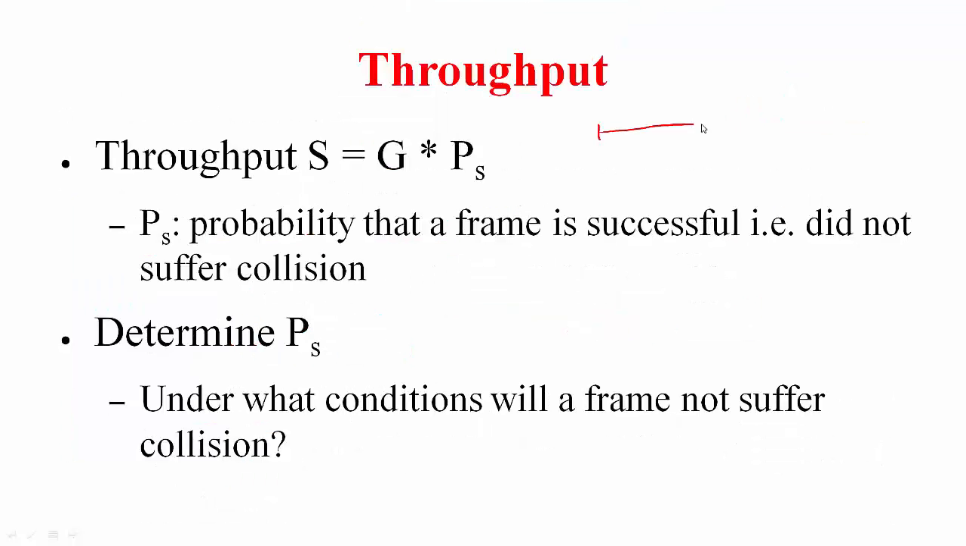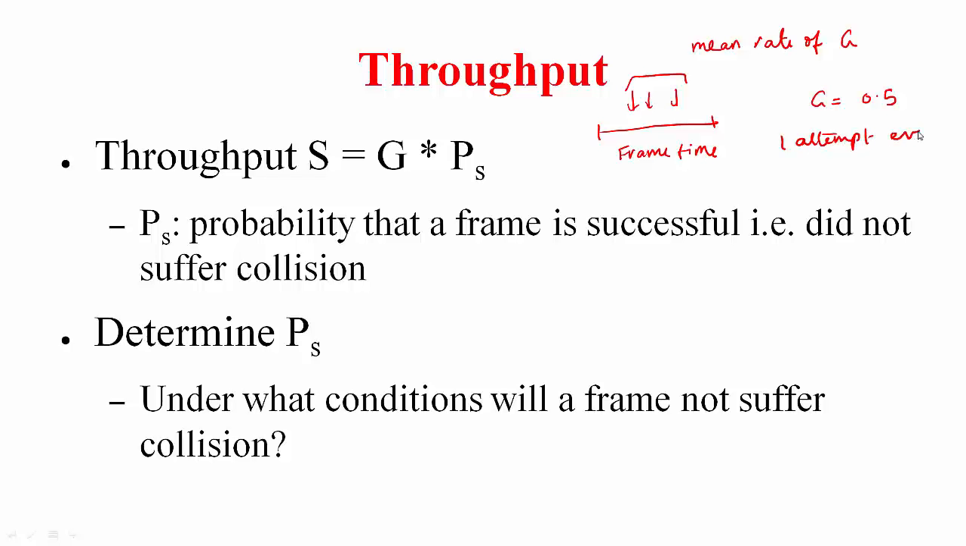Suppose in a frame time, the number of attempts, as I mentioned earlier, has a mean rate of g. For example, if g were 0.5, by the way, that's not being represented in this figure, what this is telling us is that one attempt is being made every 2 frame times.